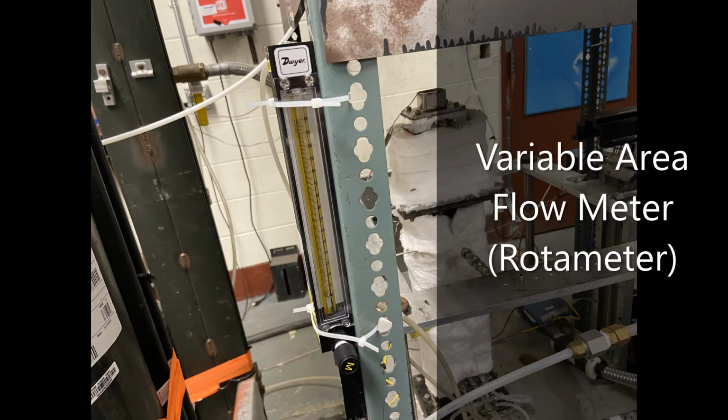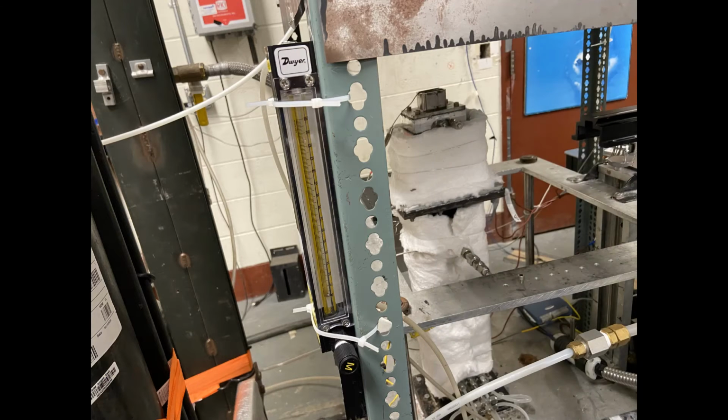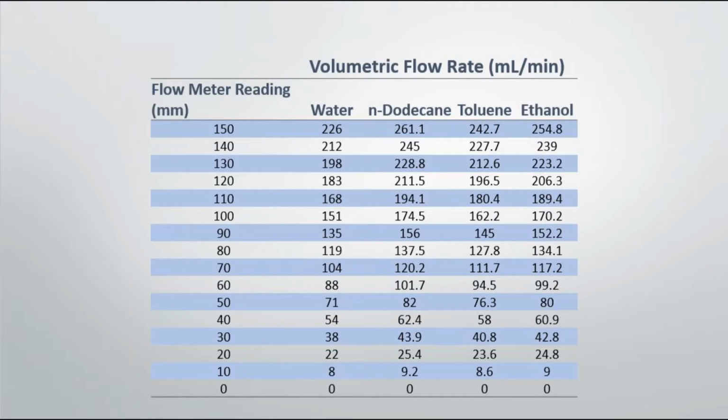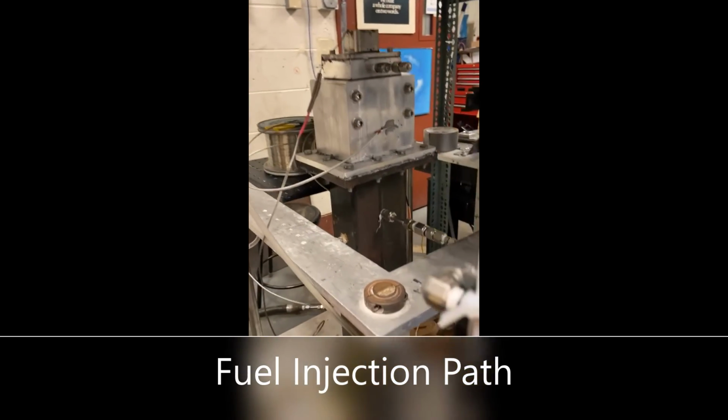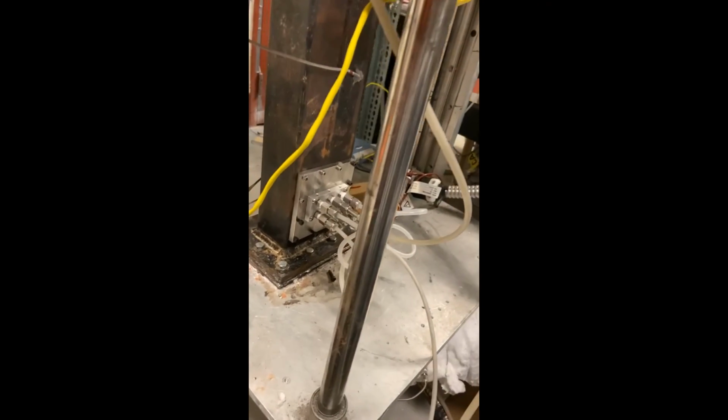My replacement for this is a Dwyer variable area flow meter, which operates as a rotameter where the velocity head and the buoyancy of the fuel raises or lowers a float. The scale on the tube corresponds to a flow rate for water. Using the ratio of specific gravities between the water and the fuels, I developed a corresponding scale of fuel flow rates to the meter readings. After going through the flow meter, the fuel is then injected into the rig by the atomizer, perpendicular to the heated airflow. This atomizer has 3 prongs that blast the fuel into the airstream.